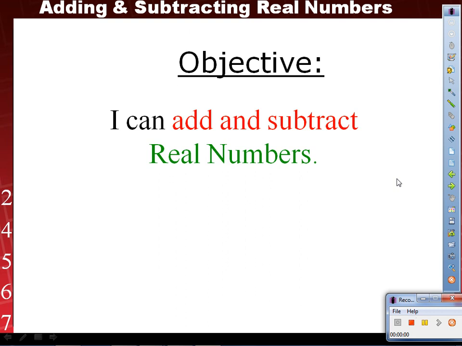Our objective for today: I can add and subtract real numbers. Read together, 1, 2, 3. I can add and subtract real numbers.